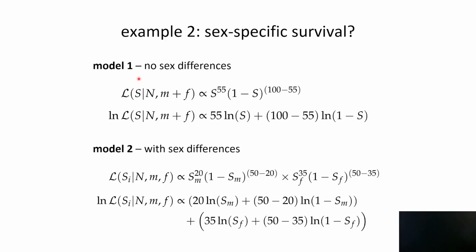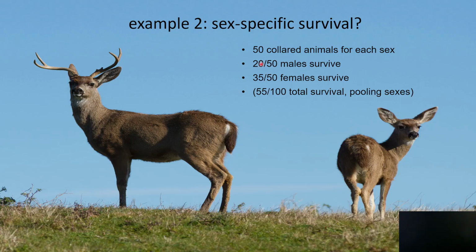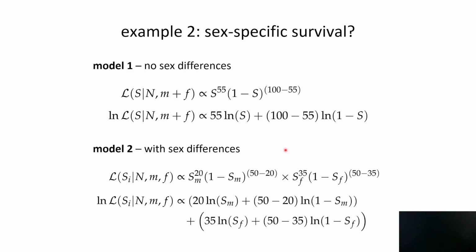You start by building a model with no sex differences. And what kind of model is it? Well, it's binomial. You either live or you don't. Right? So we go back, 20 lived, 30 died. So it's like a coin flip. Every animal flips a coin, live or die. 20 of the males flipped the coin that said live, 30 of the males flipped the coin that said die. 35 of the females flipped the coin and said live, 15 of the females flipped the coin and said die. Okay, so it's a simple binomial likelihood problem.